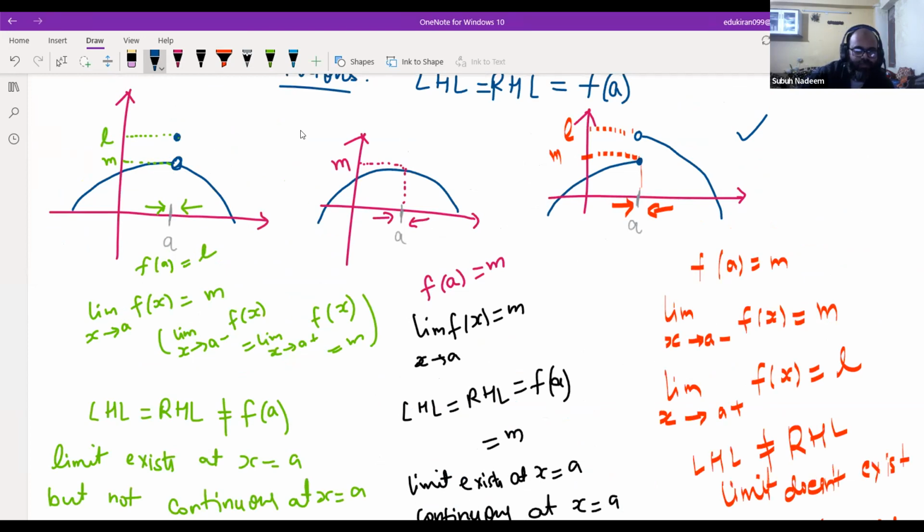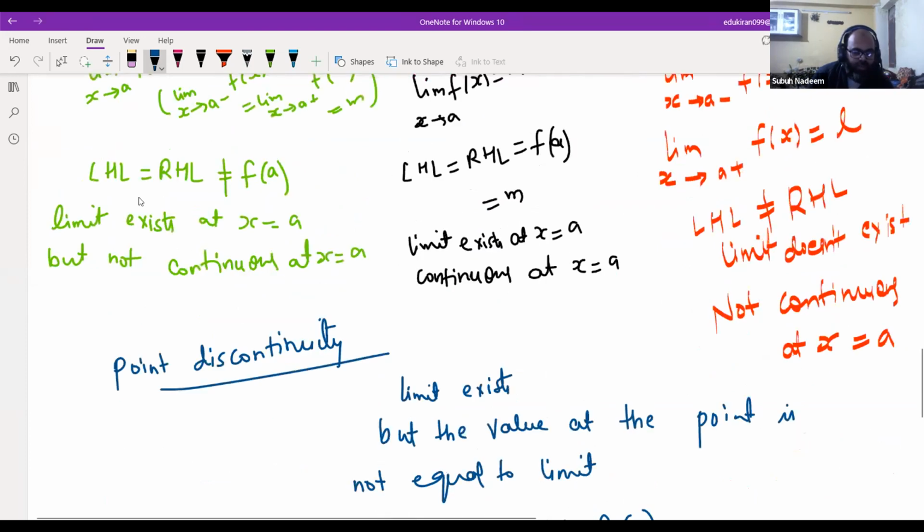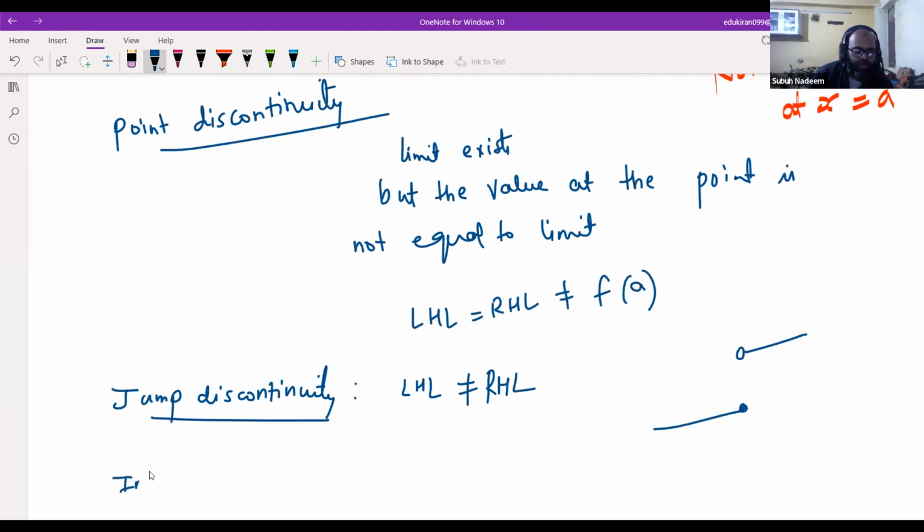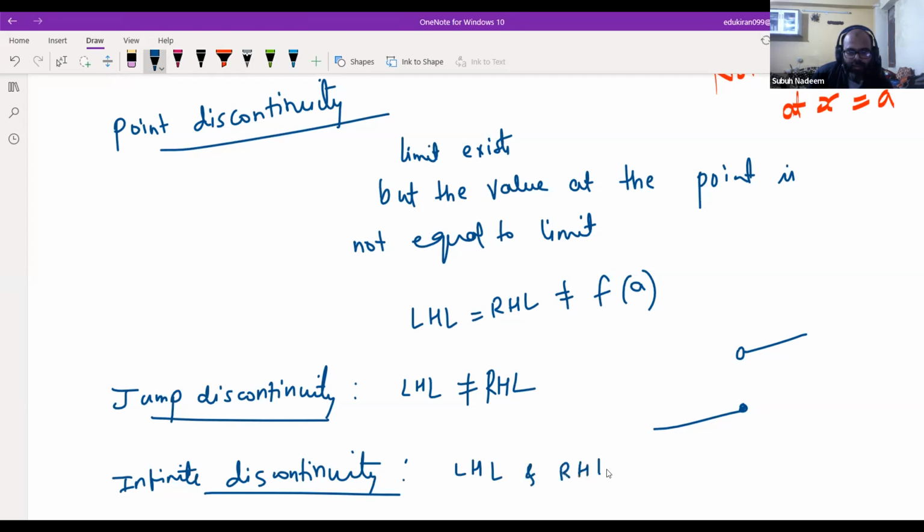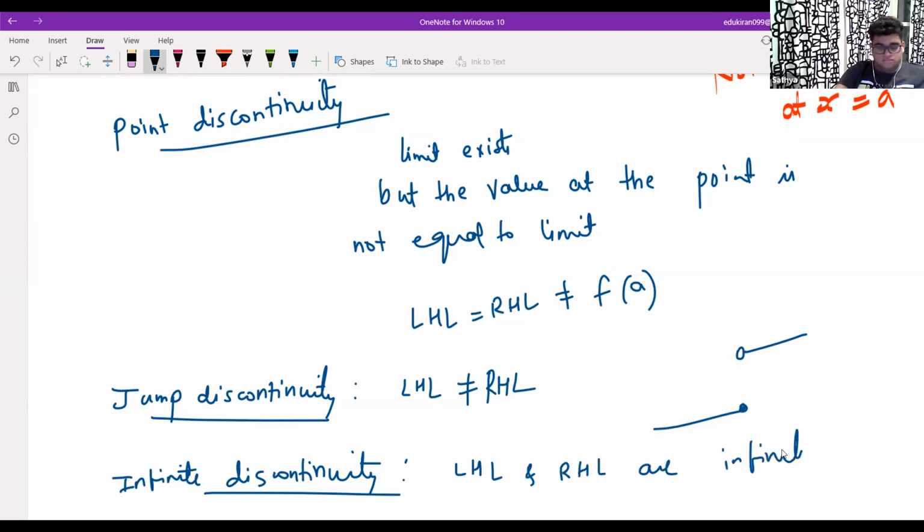And then we have the third one as infinite discontinuity. Infinite discontinuity is when the left hand limit and right hand limit are infinite. So you can write this, then we'll see the examples.